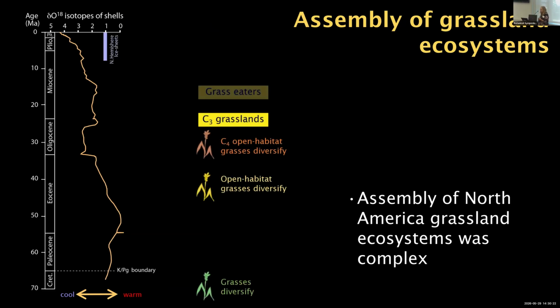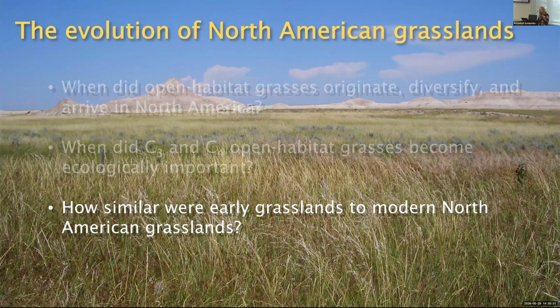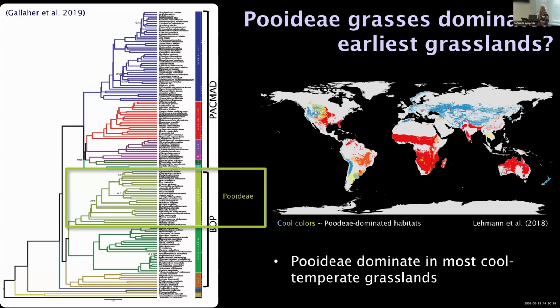Okay, so I hope I've shown you that the assembly of North American grasslands was a complex affair, if you will, with many different steps. Now I want to dive a little deeper into these earliest grasslands and how similar they were to what we see today. So I mentioned that these grassy environments were dominated by pooid grasses. Today, when we look at pooids, like I said, they tend to dominate in cool and temperate grasslands. So the blue colors on the map there.